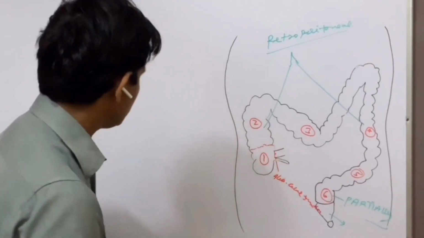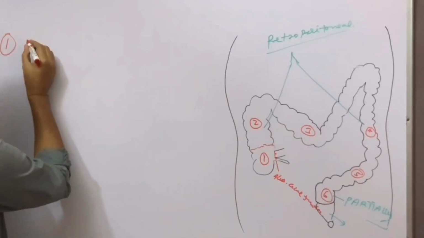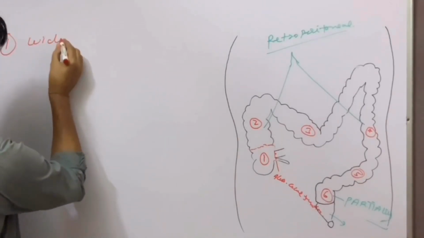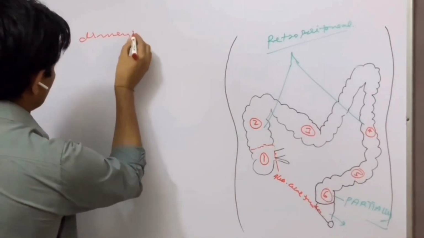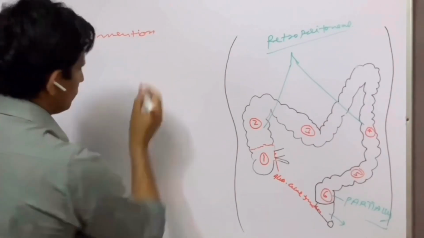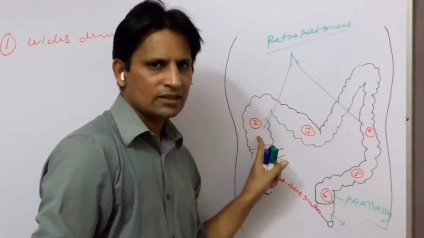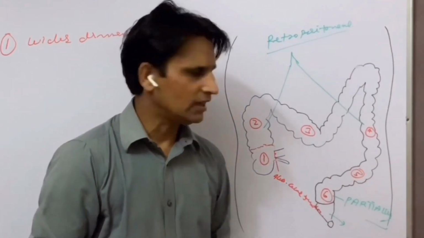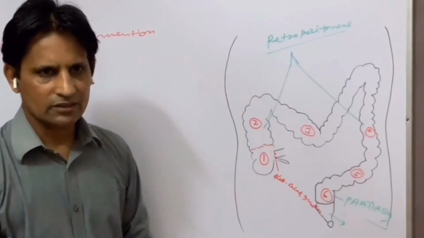So the first difference between the small and large intestine is that the large intestine has a wider dimension. The width of the large intestine is much larger than the small intestine. That is the basic difference, and this is how it is called the large intestine.